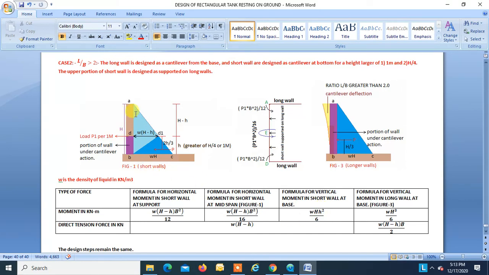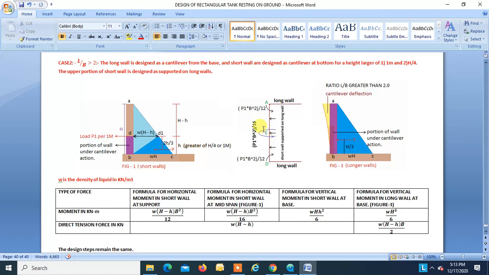Now this portion is to be taken as supported on the long wall. So for that you have to take the moment over here as WL square by 12. The formula for horizontal moment in the short wall at support is W B square. Sorry, this is width, so this is B. So it is W B square by 12. The pressure acting over here is W into this height, that is W into (H minus h), into B square divided by 12.